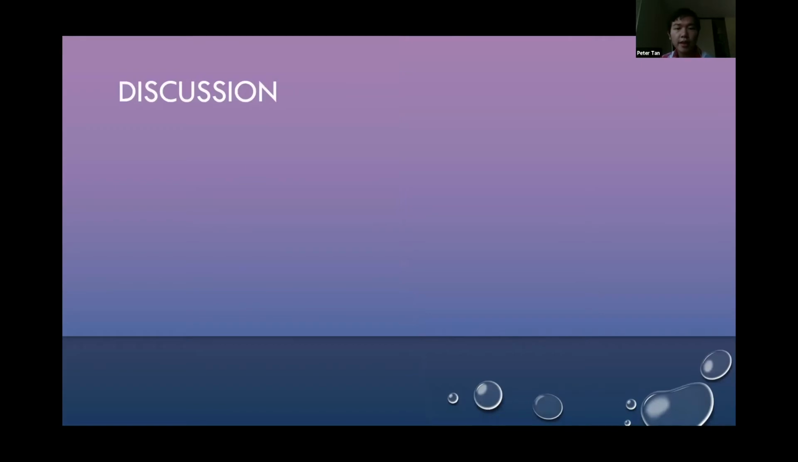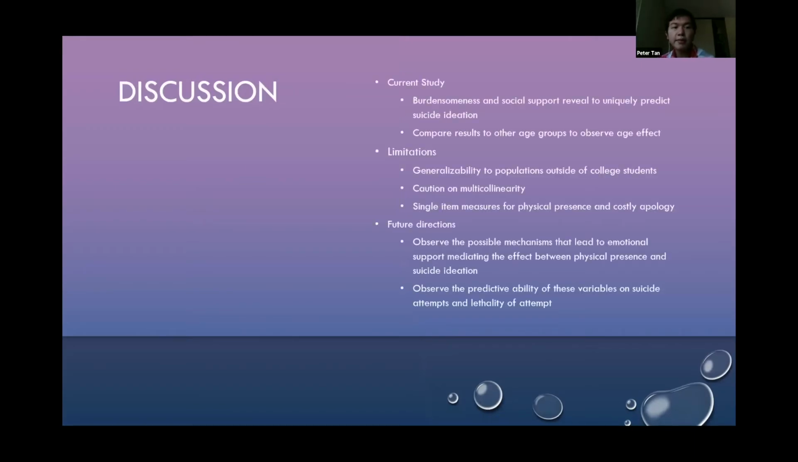So in conclusion, the data suggests that burdensomeness and parental emotional support can uniquely predict suicide ideation and supports the first two hypotheses. However, more data needs to be collected for the older groups in order to address the third hypothesis of age moderation. There are some generalizability limitations, and some future directions include looking into the possible mechanisms that can lead to this mediation and looking into the actual age moderation, as well as testing these hypotheses based on suicide attempts instead of ideation.